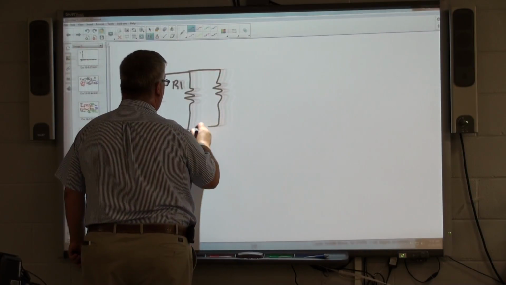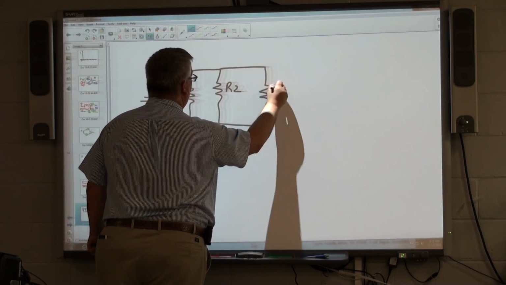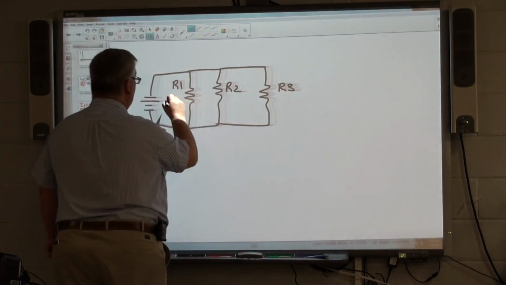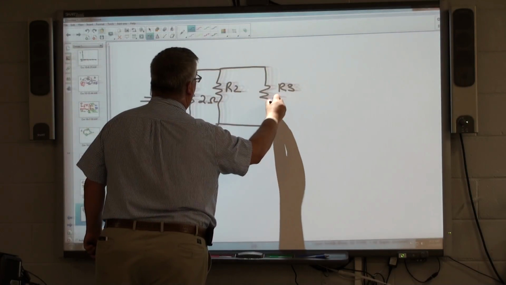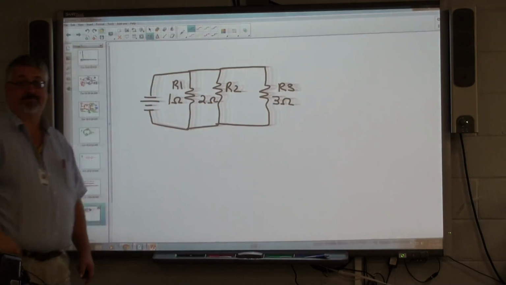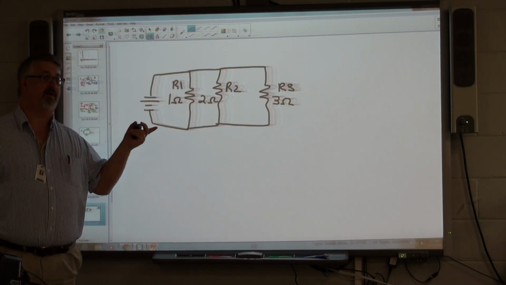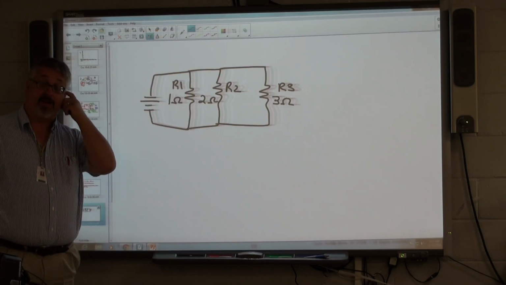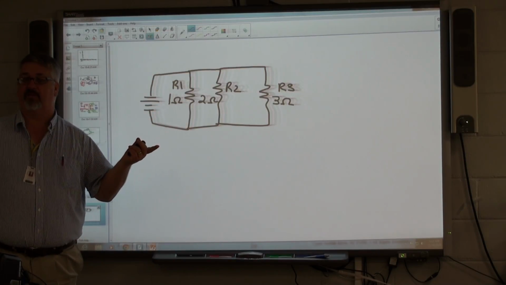There's R1. Here's R2. Here's R3. We'll just... is my total resistance going to be less than one ohm? If we don't get less than 1 ohm when we do this calculation, we know we've done something wrong, because we know that total resistance will be less than the lowest branch value of what we're calculating.